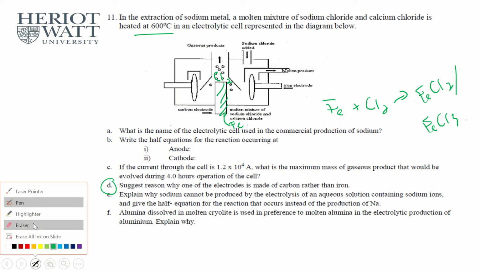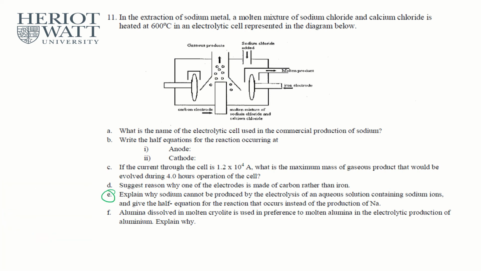All right, let's move on. E, explain why sodium cannot be produced by electrolysis of an aqueous solution containing sodium ions. Now, if you're using aqueous solutions, which means I have water in it, that means I have H+ ions as well, not only sodium. So if you were to choose between sodium and hydrogen ions, which one would be discharged? Of course, the cell itself would choose H+. If they choose H+, then the main thing produced is actually hydrogen gas, not sodium, right?